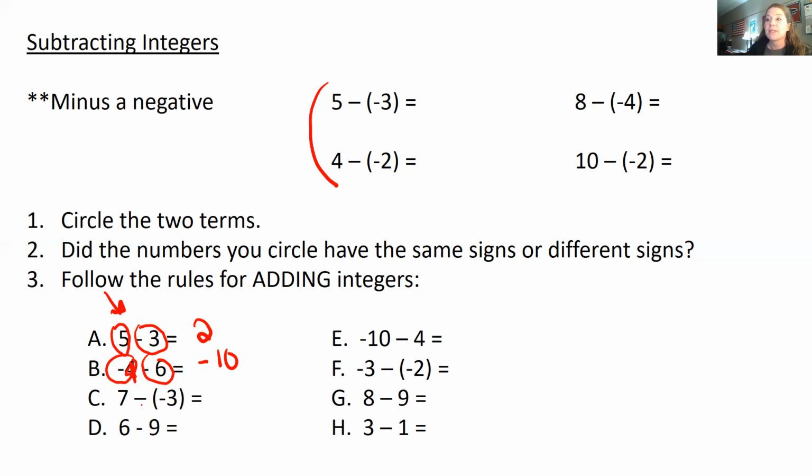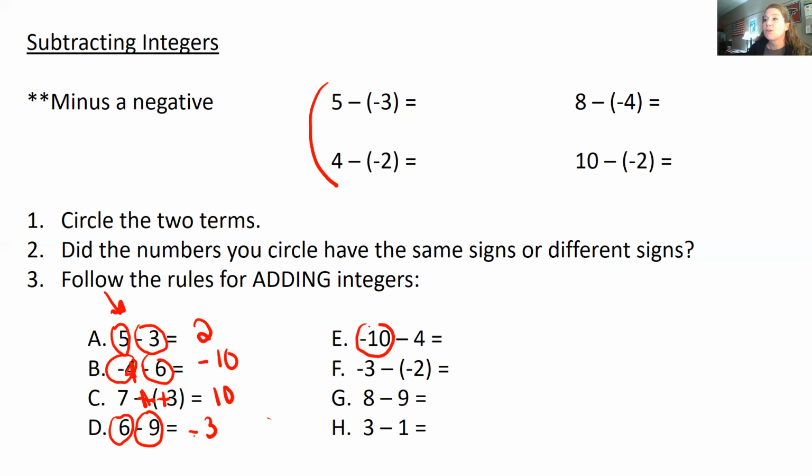Letter C, before we do anything else, we do bam, bam, bam, bam. 7, we changed it to actually 7 plus 3, and we know that 7 plus 3 is 10. Letter D, we have a positive and a negative, right? We circled two numbers that have different signs. The song tells us if we have different signs, subtract. So the difference in 6 and 9 is 3. You pick the sign with the bigger digit. So the answer is -3.